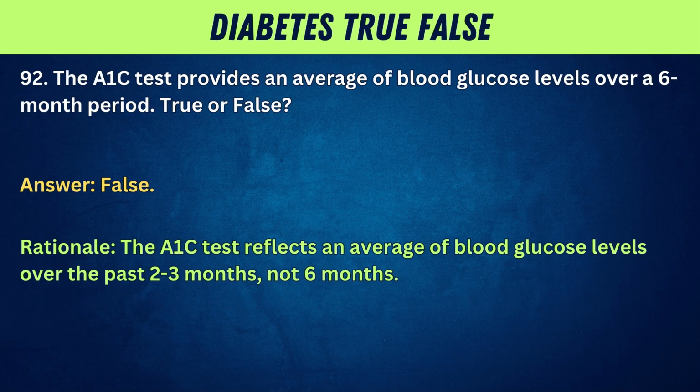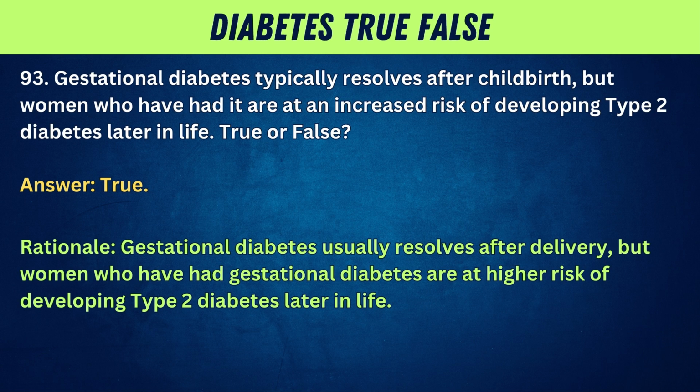92. The A1C test provides an average of blood glucose levels over a 6-month period. True or false? Answer: false. Rationale: the A1C test reflects an average of blood glucose levels over the past 2 to 3 months, not 6 months.